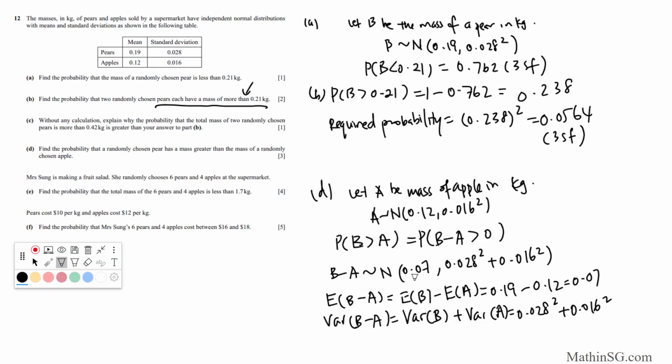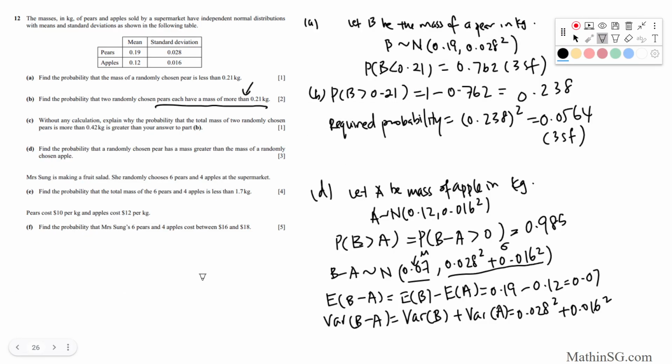Okay, so this is my mu, this is my sigma square. So I type this into my GC to find what's the probability that it is greater than 0. This one is your mu. You need to square root this to get your sigma. Because you are using the normal CDF and you want to find B minus A more than 0, the lower limit is 0, the upper limit is E99 to represent infinity. And you'll get a value of 0.985. Okay, so that's the answer for part D.